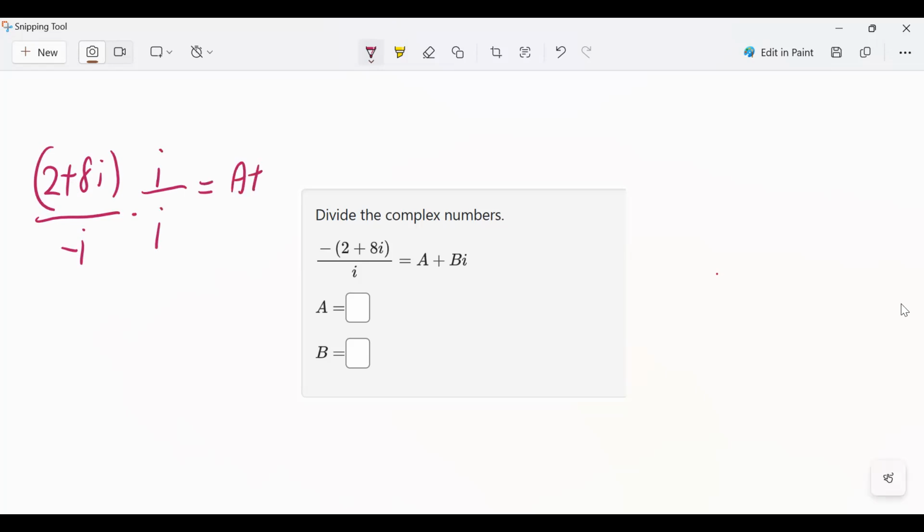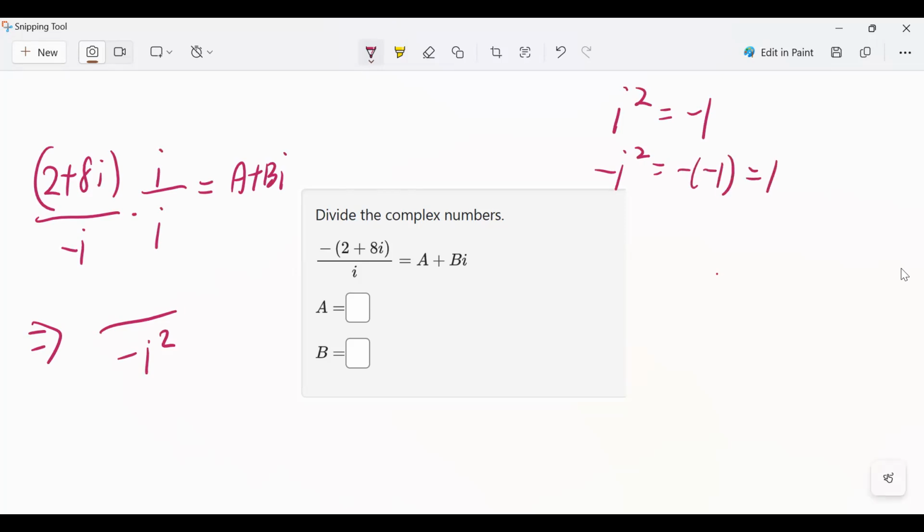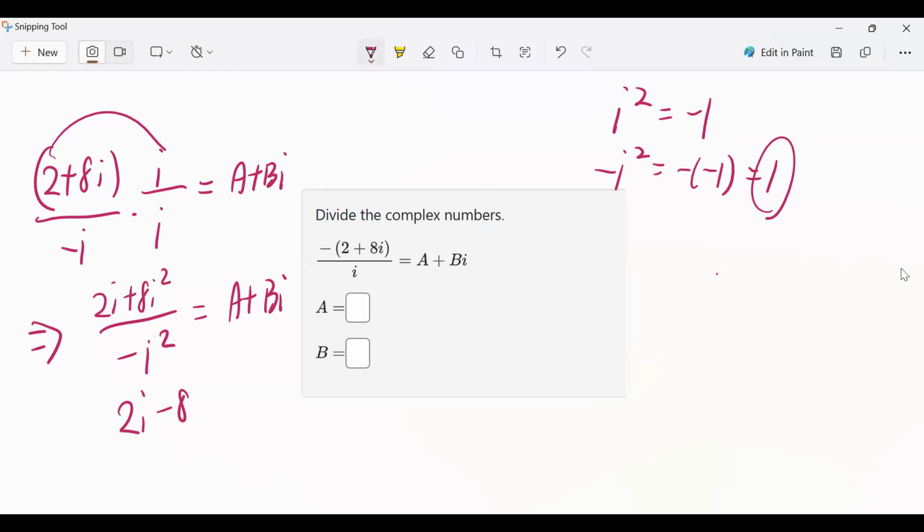So a plus bi. Now negative i times i, then we get negative i squared in the bottom. And you automatically turn into positive one. i squared is negative one, and negative i squared will be positive one. So on the top it will be 2 times i, 2i plus 3i squared. And at the bottom we just check that it's 1. So it's 2i, 3 times negative 1, negative 3, over 1. Any number over 1 is itself. So we end up with minus 3 plus 2i.